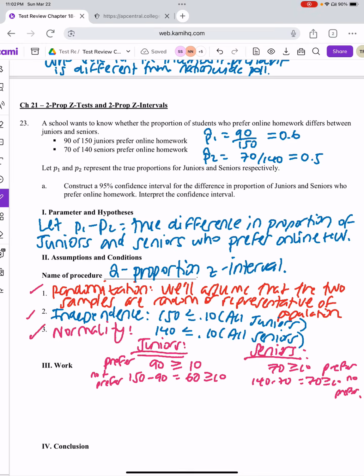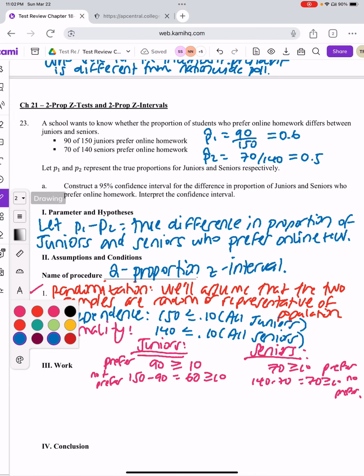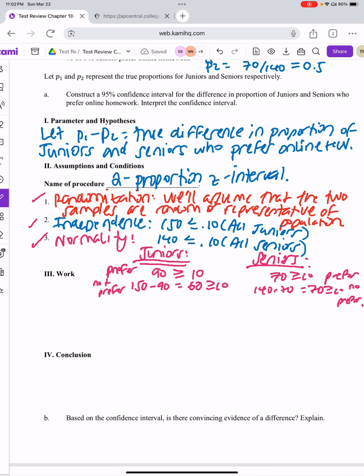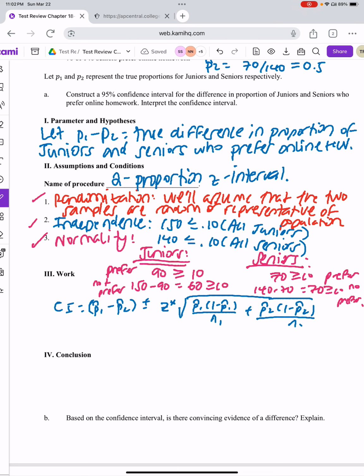So for work, use the formula, the confidence interval is equal to p hat 1 minus p hat 2 plus or minus the critical value times the square root of p hat 1 times 1 minus p hat 1 all over n1 plus p hat 2 times 1 minus p hat 2 all over n2.